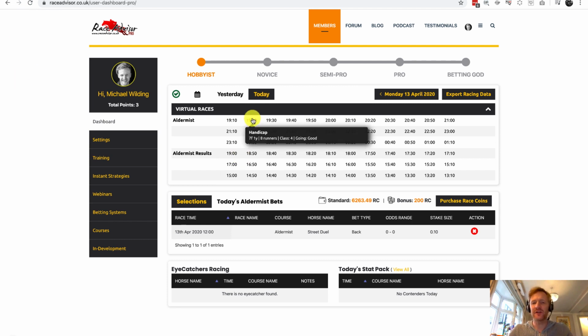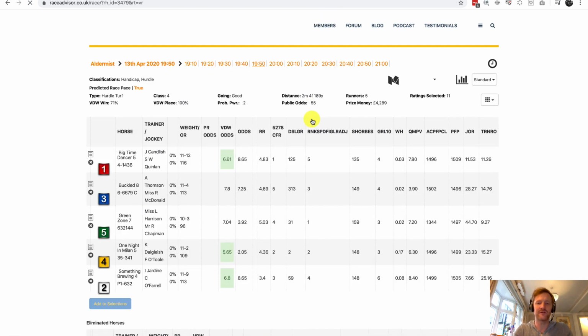So I'm going to come down here and I'm going to choose a race. And I'm going to start initially with a race that just has a few runners. So here we go. The 7:50 is a handicap hurdle with just 5 runners. Class 4, 2 miles 4 furlongs on good ground. So let's just open up that 7:50 race here.